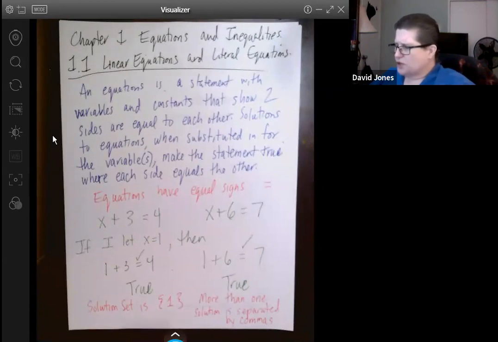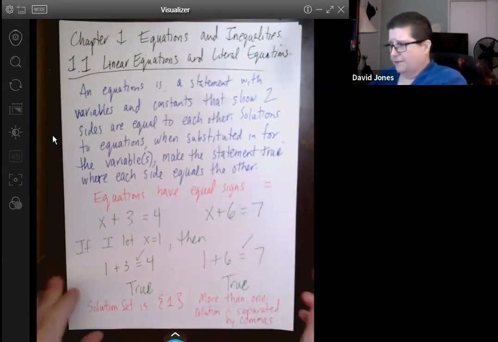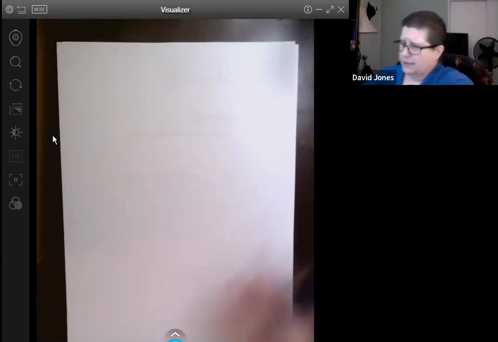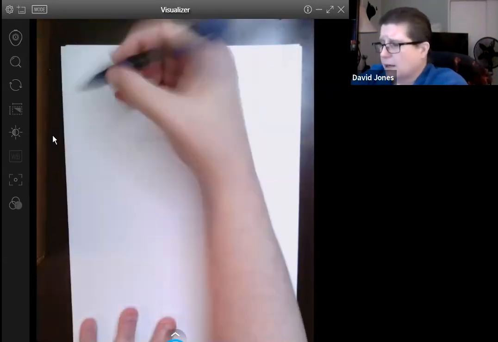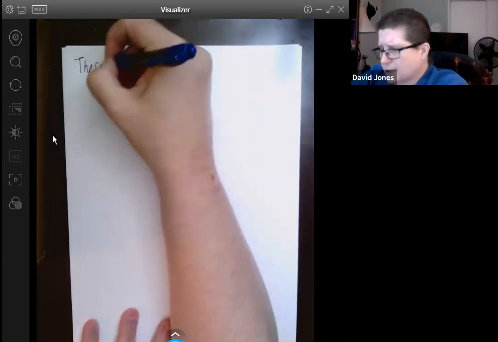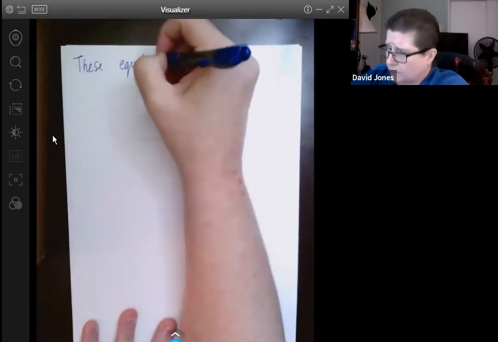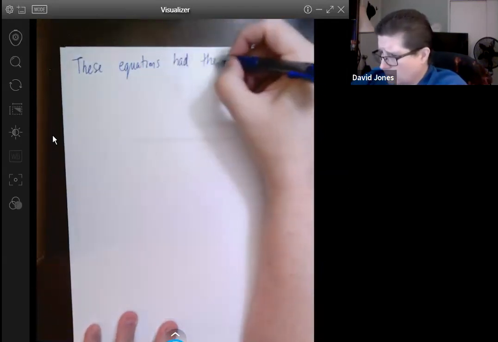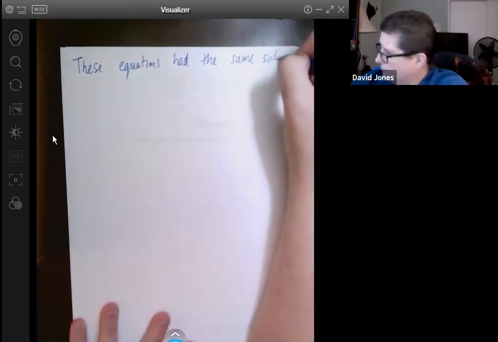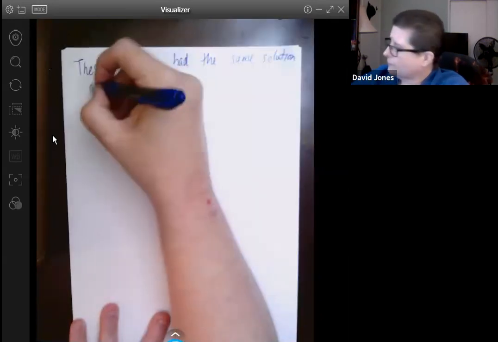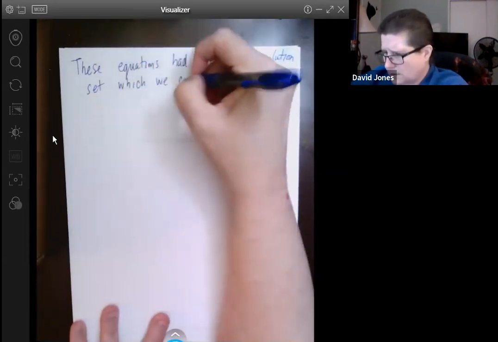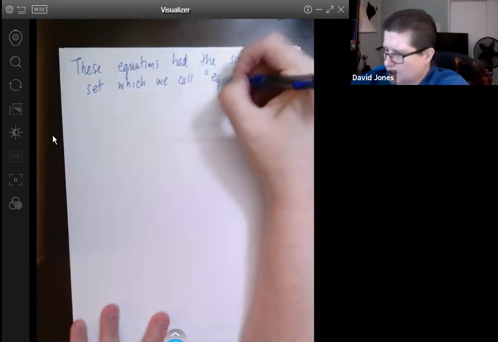Now, notice these equations both have the same solution set. Please pause to write that down. These equations had the same solution set, which we call equivalent equations.